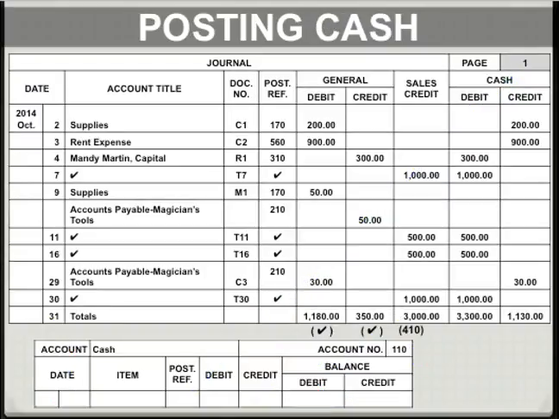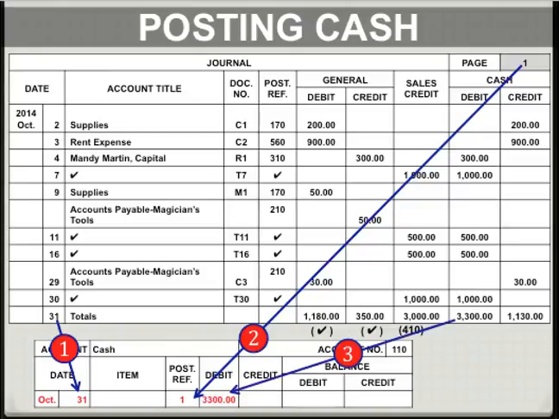Posting cash is very similar to posting sales, except you post the cash debit column total separately, then post the cash credit column total. Let's start by posting the cash debit column total. First, record the date from the total row in the date column of the cash account. Second, write the journal page number in the post reference column of the account. Third, write the column total in the debit amount column in the cash account.